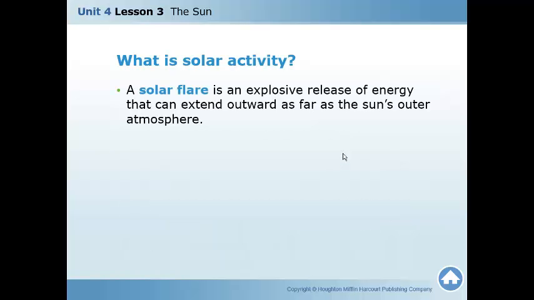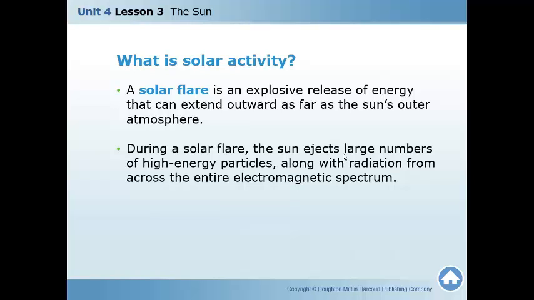Secondly, we have solar flares. Solar flares are an explosive release of energy that can extend outward as far as the sun's outer atmosphere. They kind of look like little volcanoes on the surface of the sun. They're obviously not a volcano, but that explosion or release of energy sort of gives you that shape.